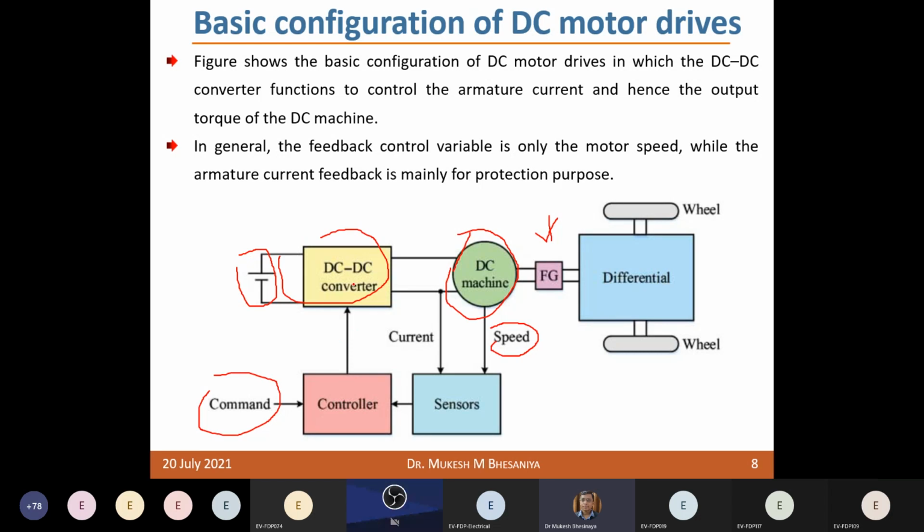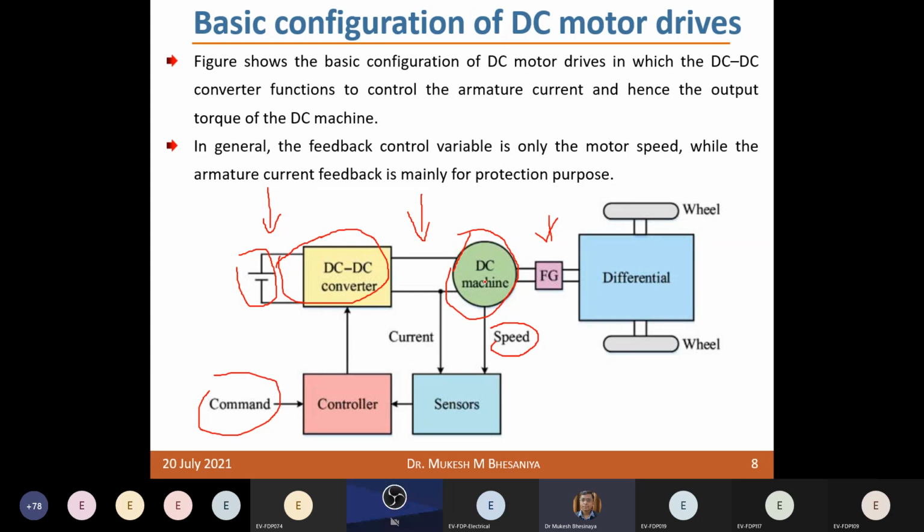And when you have a DC-DC converter, the output of the converter is varied. So on the input side, you have a fixed DC voltage, and on the output side you have a variable DC voltage. By varying the DC input voltage to the machine, you can vary the speed of a DC machine. Mainly, there are two main controls. I'll discuss them in a subsequent slide.